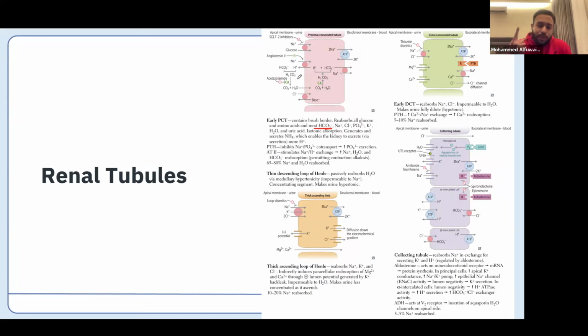We'll go into one high-yield tubular defect that will affect this. And it's the only one that's going to cause metabolic acidosis. Now you know why. Okay? And we'll go into it later.